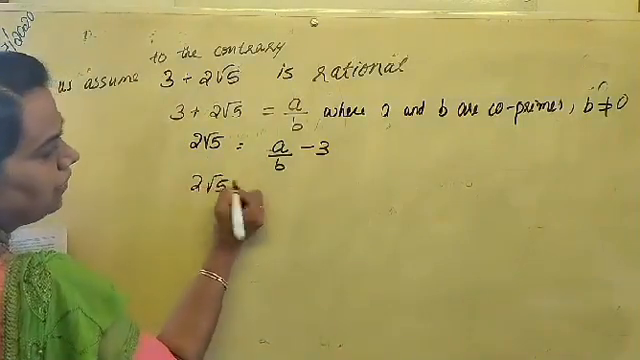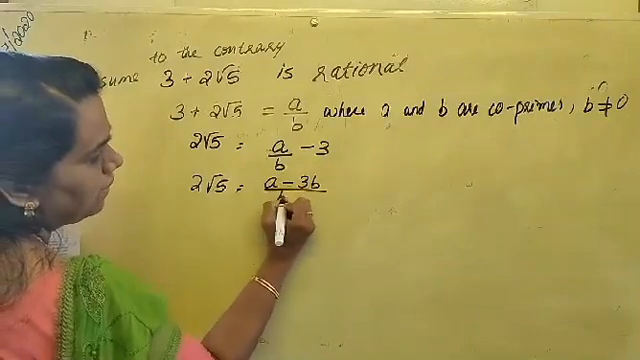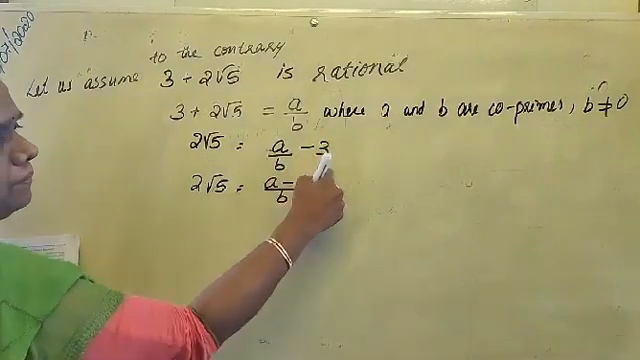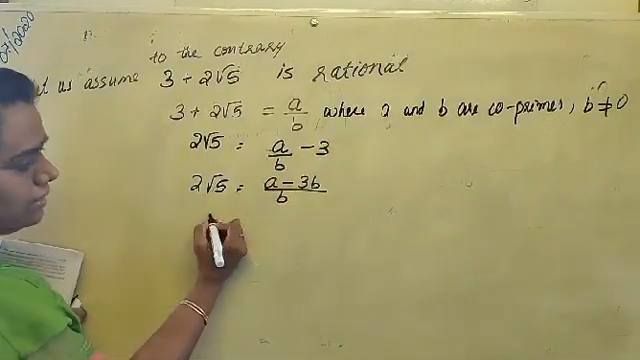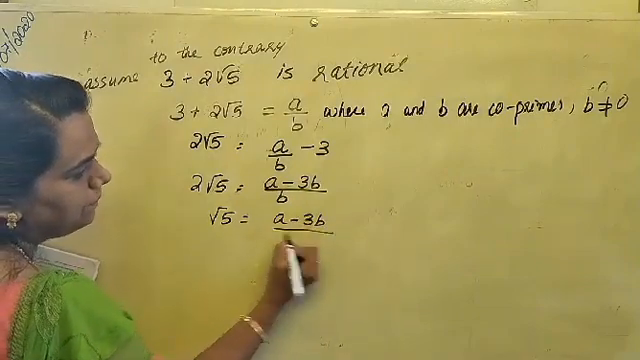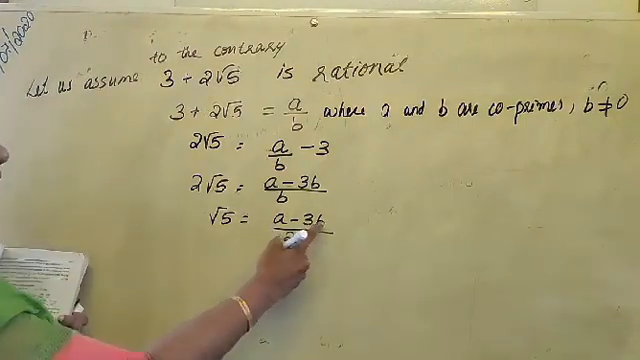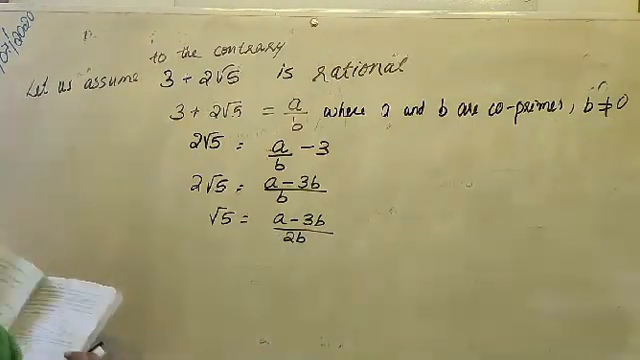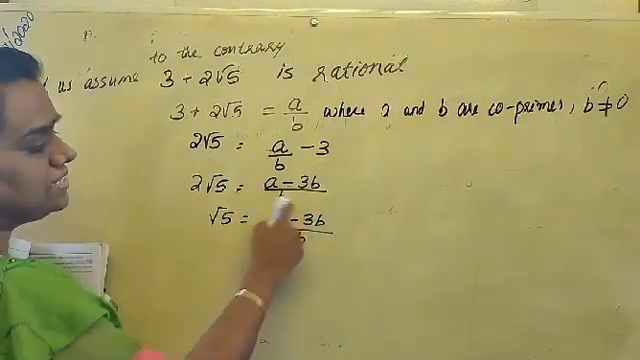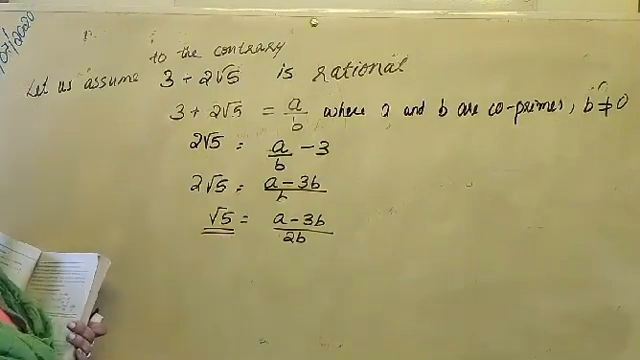2 by root 5 is equal to the cross multiplier a minus 3b divided by b. A minus 3b divided by the cross multiplier. So b by b will come. Then root 5 is equal to a minus 3b divided by 2b. Actually a and b are two integers. Definitely this side is a rational number. But we know that root 5 is irrational.